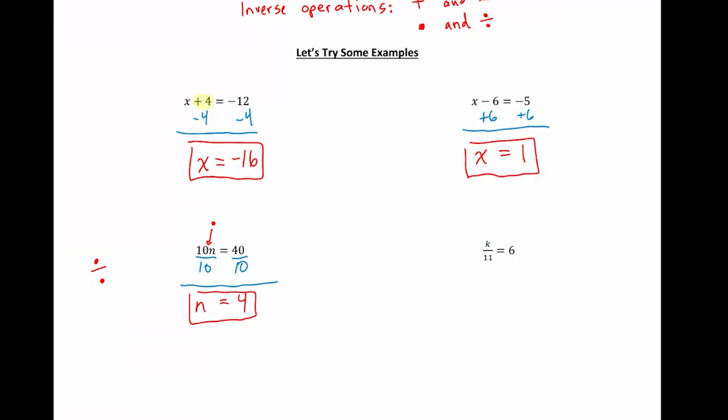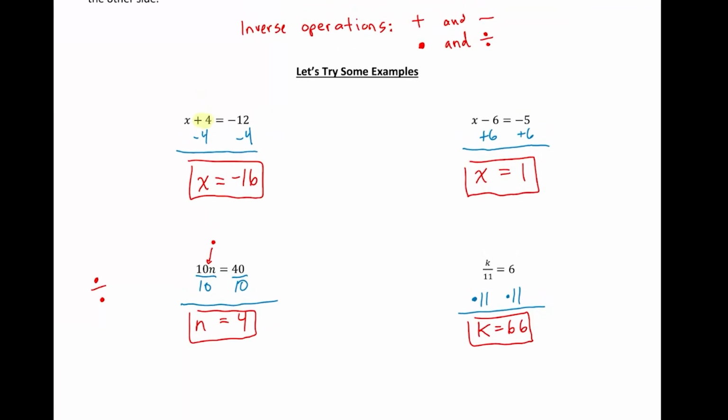All right, anyway, we've got k divided by 11, and we want to undo that divide by 11. So we're going to multiply both sides by 11. 11 divided by 11 is 1, and that's how we get those to cancel out or reduce each other, however you want to put that. And so we get k equals 66. Okay, so those are our properties of equality. You can add, subtract, multiply, divide both sides by basically anything you want as long as you do it to both sides.